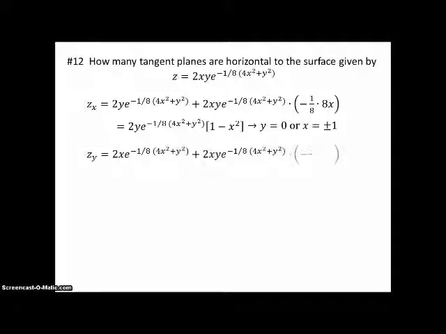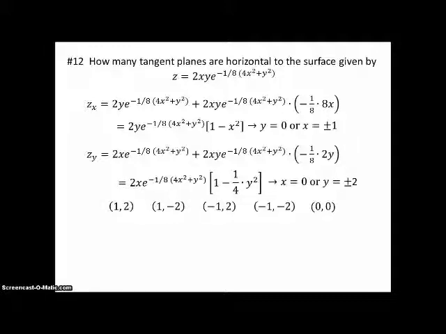The only difference really is that the derivative of 2xy is 2x, and the derivative of the exponent of the second part is -1/8 times 2y instead of -1/8 times 8x. And again, we can factor out what we can, and we get two solutions again. Either x is 0 or y is plus or minus 2. So now we have a cornucopia of points. Here are all the combinations of x's and y's.